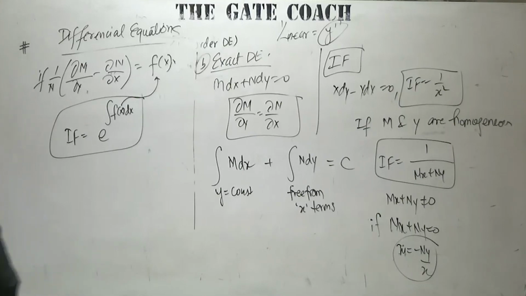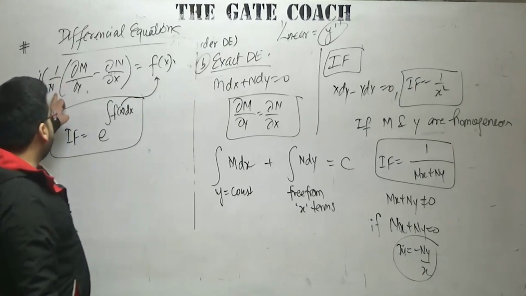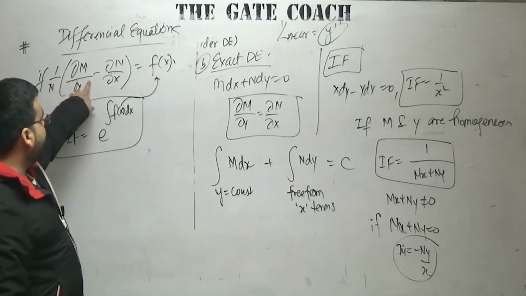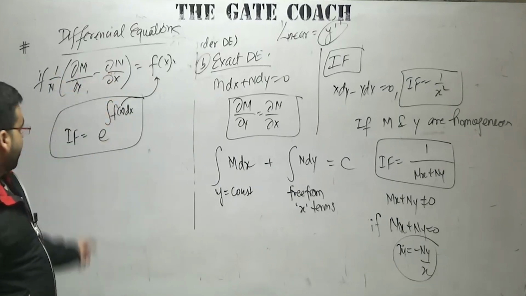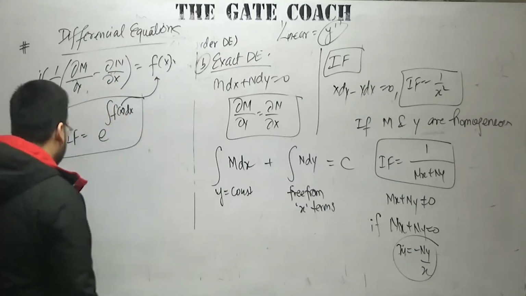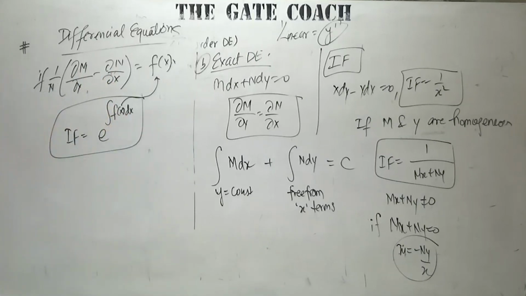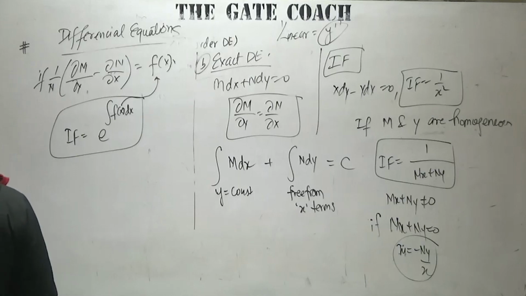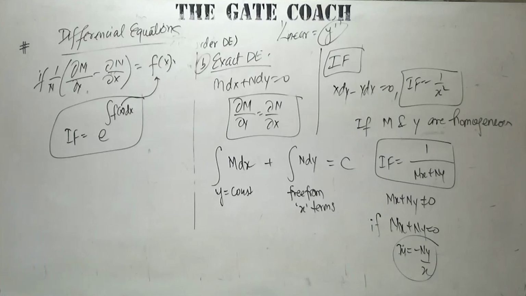Similarly, if 1 upon M into dou M by dou y minus dou N by dou x is a function of y, the integrating factor is e raised to the power integration of f(y) dy. After this, we solved many questions from this topic.